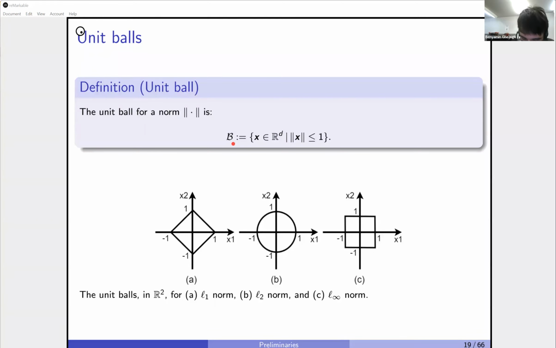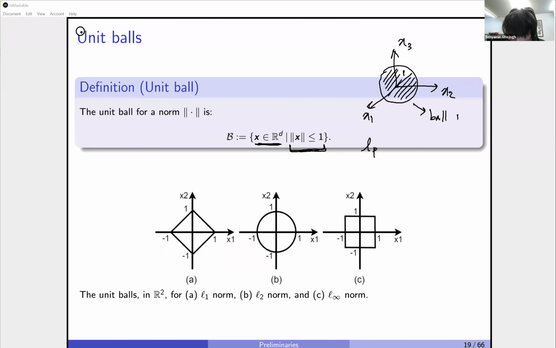And what is a ball? Ball means all of the points in d-dimensional space where their norm is less than or equal to 1. For example, assume you have 3-dimensional space, x1, x2, x3. This is the ball with radius 1, where the inside of it is also included. So this is a ball. But for different LP norms, this is a ball in 3D for the L2 norm.